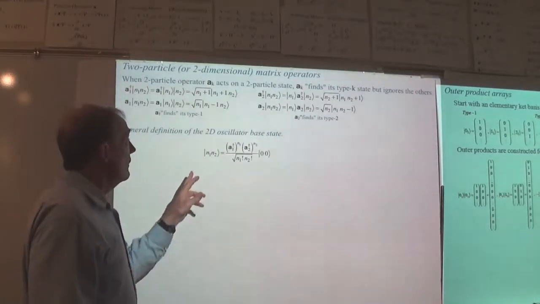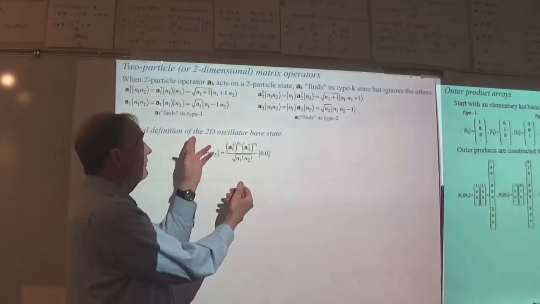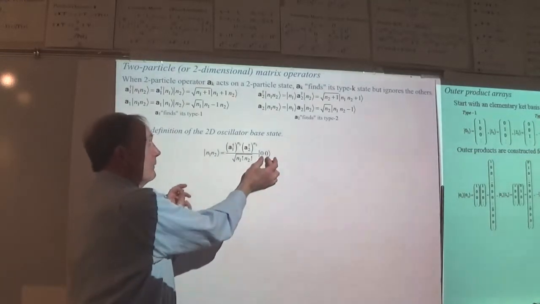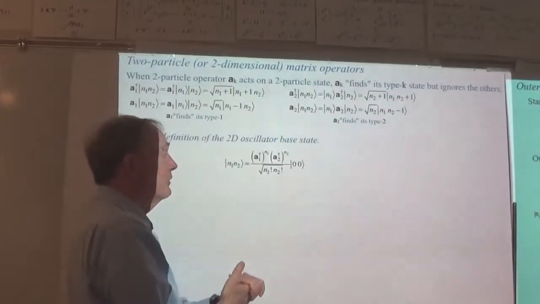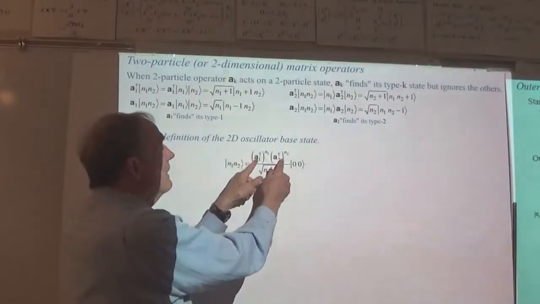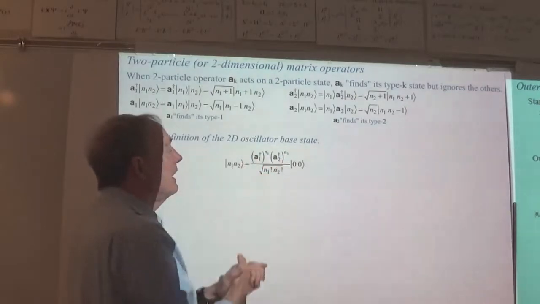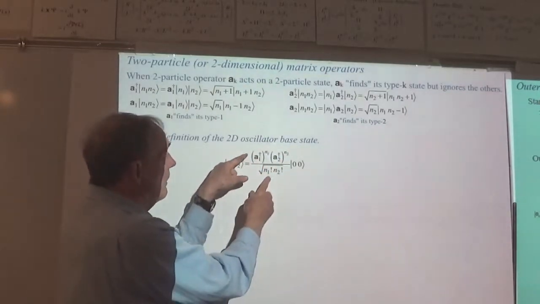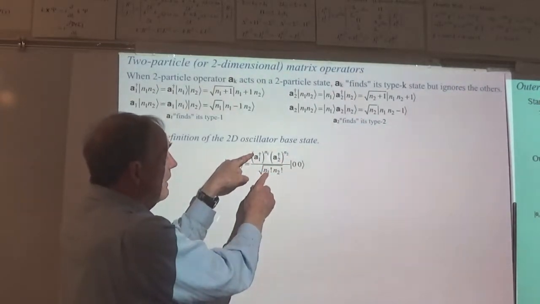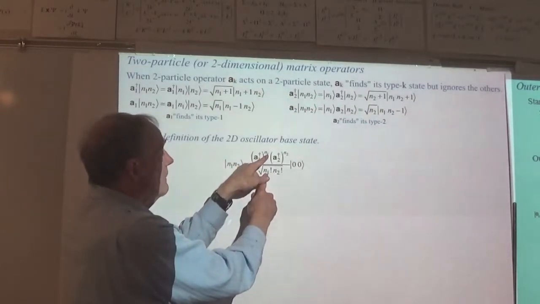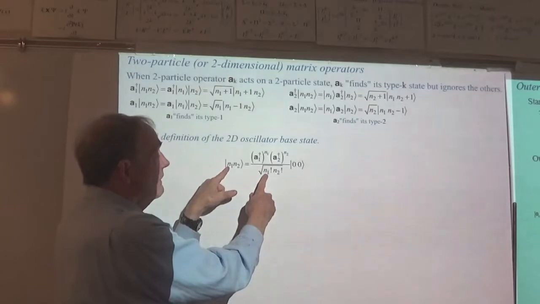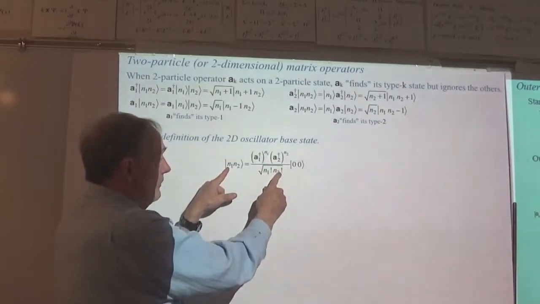Okay, so here is the base state for a 2D oscillator. You start with a vacuum in the x direction, a vacuum in the y direction, and you apply any number of creation operators to that. And we know how to normalize it. If it was only one dimension, we divide by the square root of the factorial for the quanta that we have chosen here, and then this one just does the same.